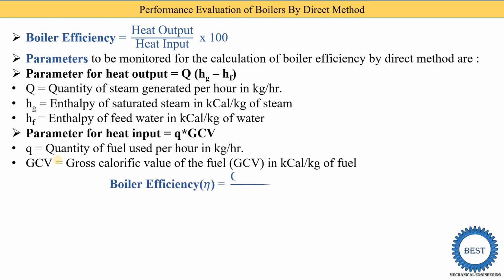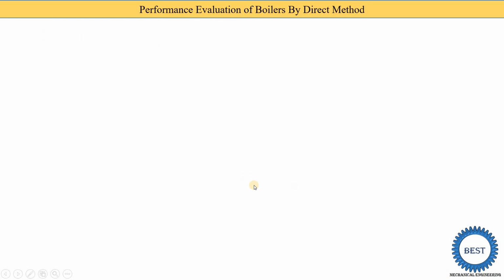So these two equations are put into the equation of boiler efficiency. So what is the heat output? It is capital Q into Hg minus Hf. And the input is small q, meaning quantity of fuel used per hour, into GCV, the gross calorific value, into 100. So instead of this capital Q and small q, in some books capital M and small m are also used.